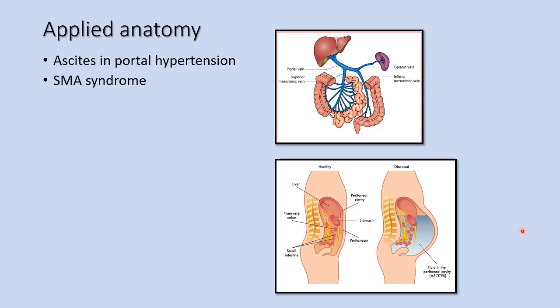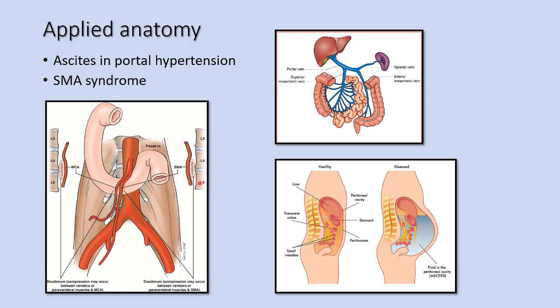Superior mesenteric artery syndrome. Superior mesenteric artery crosses the third part of duodenum. It can compress the third part of the duodenum if it is located very much posteriorly, towards the abdominal wall. You can see here, between the superior mesenteric artery and vertebra or paravertebral muscles, the duodenum is getting compressed, which will result in intestinal obstruction-like symptoms.